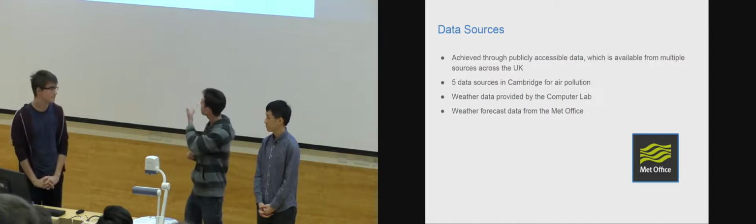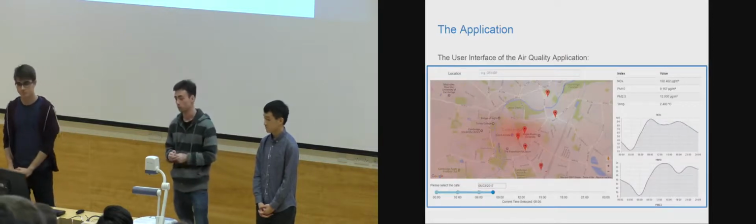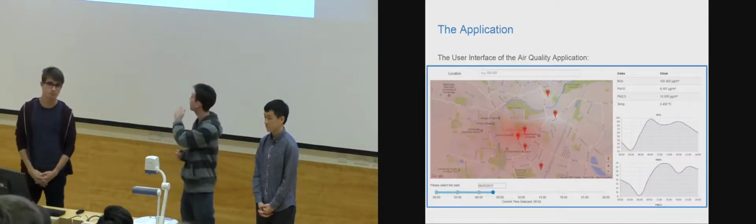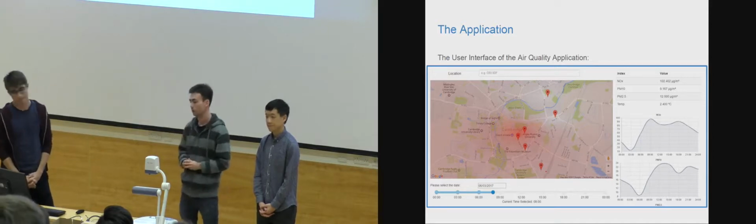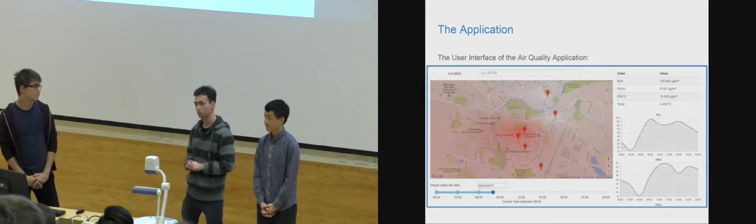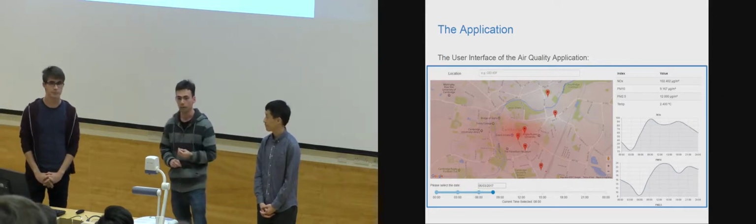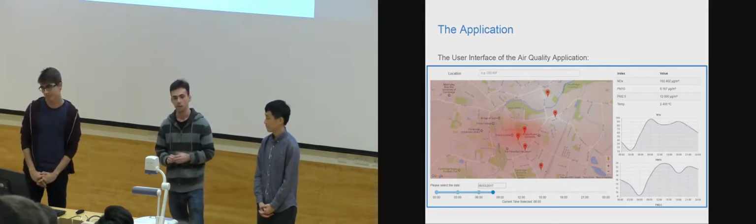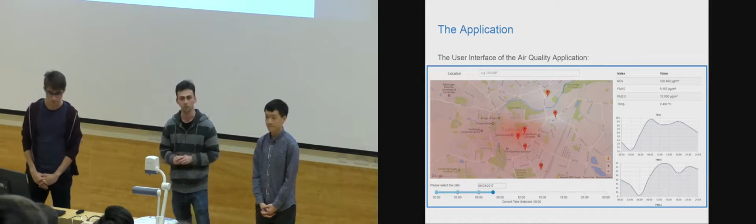This is what the application would look like in your browser, for example. We overlaid the air quality data over Google Maps. It's also to note that this is just the front end, and we also have an API that could retrieve air quality data or weather data for research purposes or something like that.